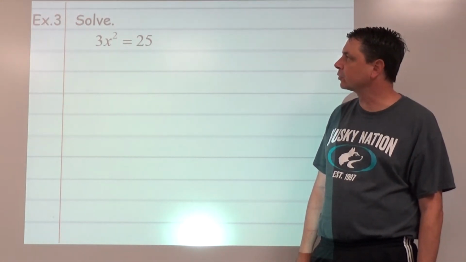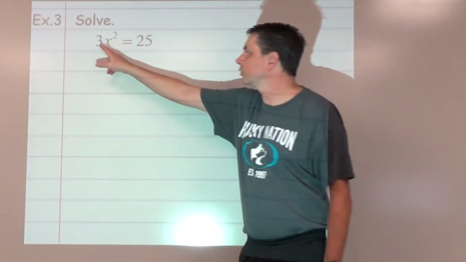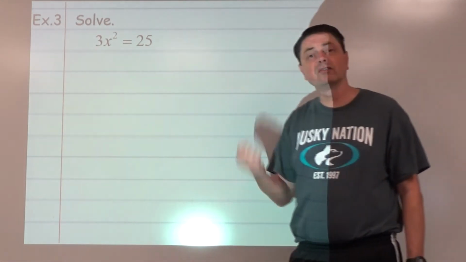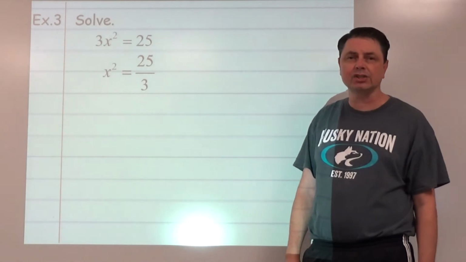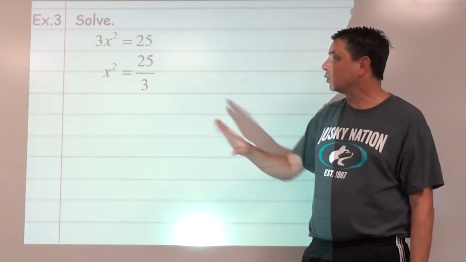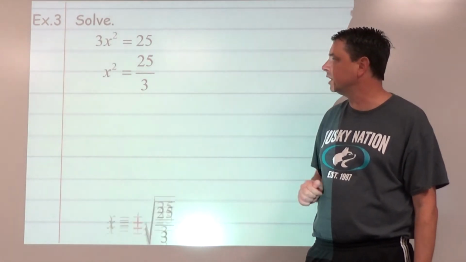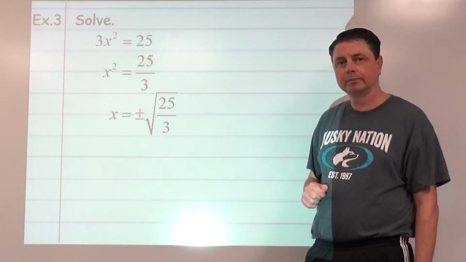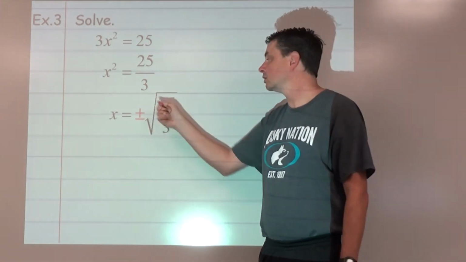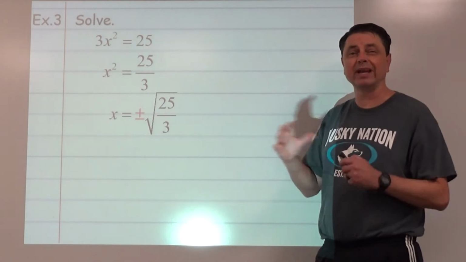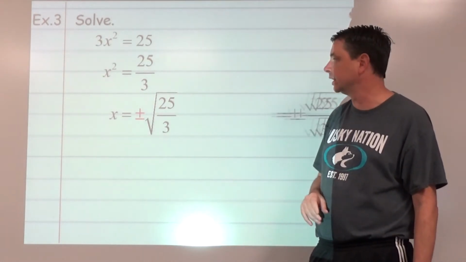And example number 3. We need to get rid of the 3, so let's undo the 3. Let's divide both sides by 3. Unfortunately, it does not divide evenly into the 25, so we're going to have to keep it as a fraction. Now we're ready to square root both sides, plus or minus the square root of the fraction. Now remember, in a previous lesson, we learned how to simplify square roots of a fraction. We're going to break it up: square root of the top, square root of the bottom, square root of the numerator, square root of the denominator.